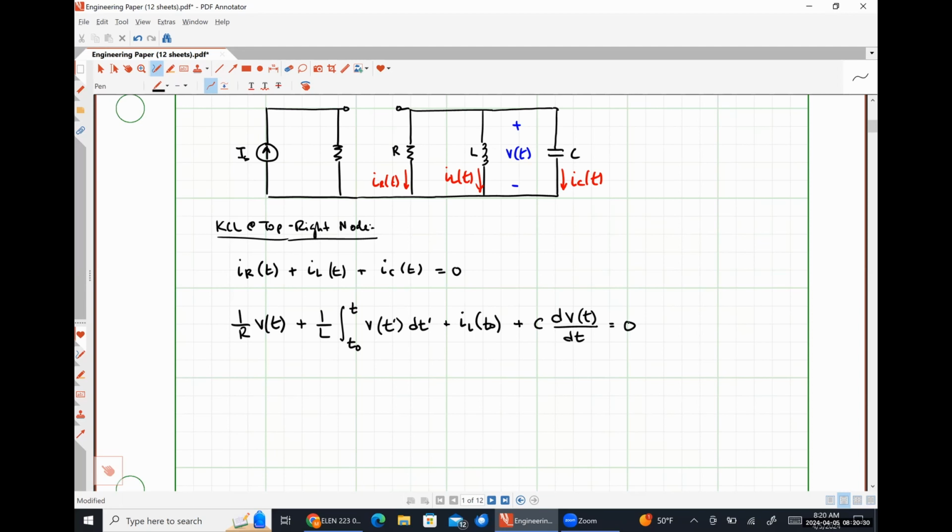How many of you guys have had Math 245 yet? A couple of you. So an integro-differential equation is, in my professional opinion, a pain to deal with. So we are going to get rid of the integro-differential equation by just taking the derivative of both sides of this expression, okay?